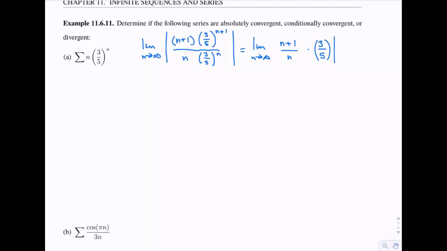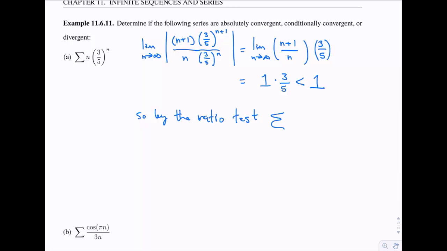Again, we're taking the absolute value of all of these things, but these things are all positive, right? So the absolute value does nothing. So this is just the limit as n goes to infinity of n plus 1 over n times 3/5. Well, n plus 1 over n is going towards 1. So this is 1 times 3/5, aka 3/5, and that's less than 1.